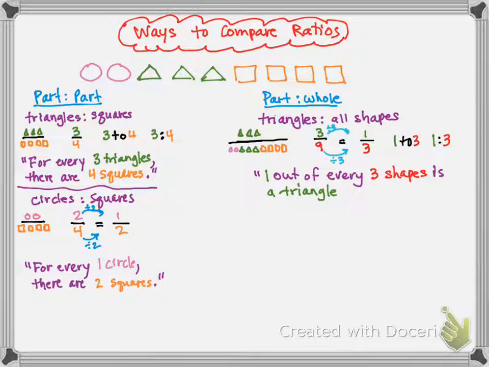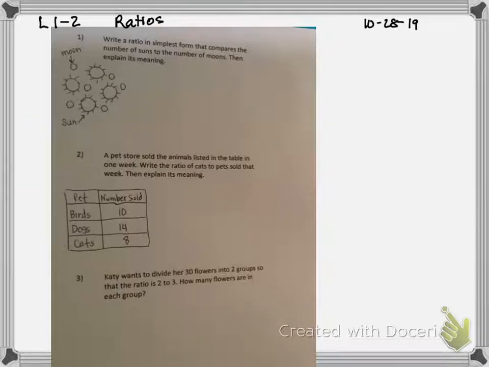Okay. And that's how I'd write the meaning when I was comparing a part to a whole. All right, let's go ahead and work on that worksheet, and you can see it in action. So this should be your second page. The first one says write a ratio in simplest form that compares the number of suns to the number of moons, then explain its meaning.